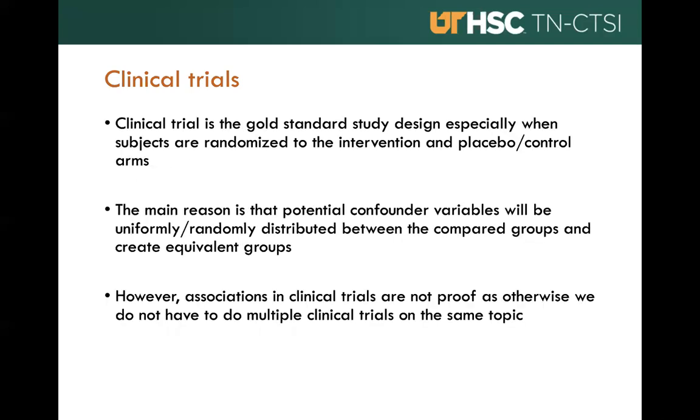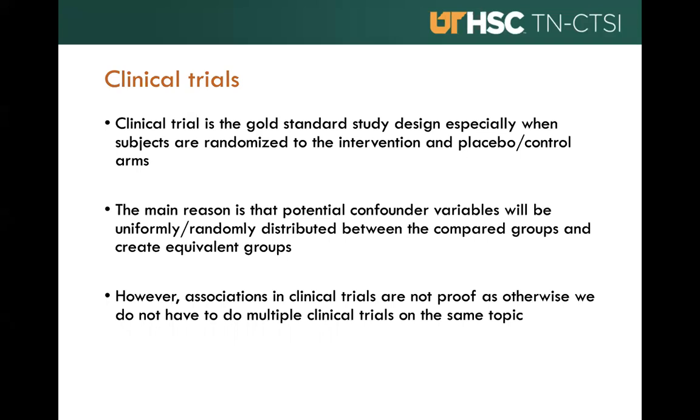A clinical trial is often called the gold standard study design, especially when the subjects are randomized to the intervention and the placebo or control arm. The main reason is that potential confounding variables, or data that can explain some of the differences between the compared groups, would be randomly distributed between the compared groups and create equivalent groups. This cannot be achieved in observational studies.